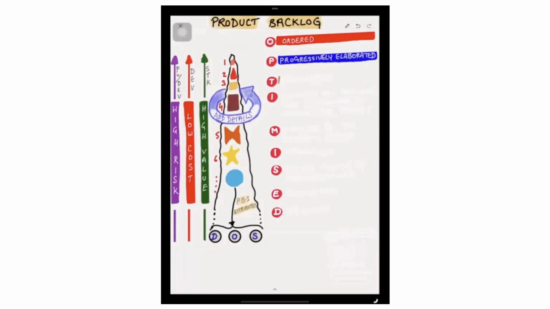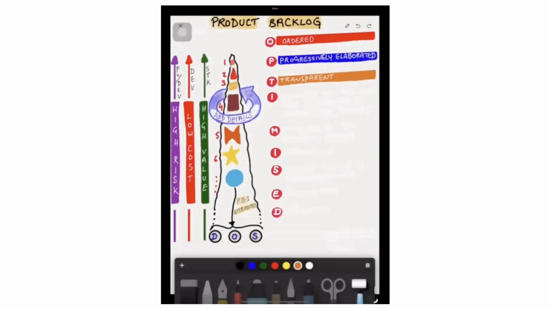Now T stands for transparent. Transparent means creating shared understanding, having everybody in the Scrum team have a shared understanding. If not all the items in the product backlog, at least the top few items which are most important, probable candidates for the next upcoming 2 to 3 sprints. It is the responsibility of the product owner to ensure the items of the product backlog are transparent, visible, and understood.